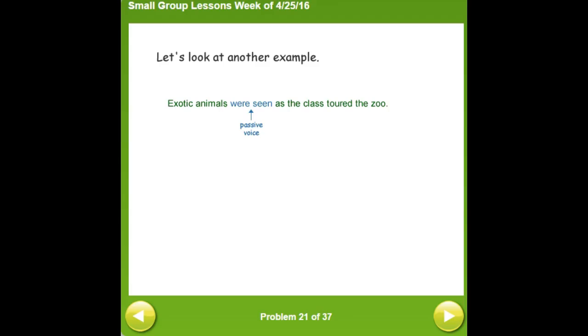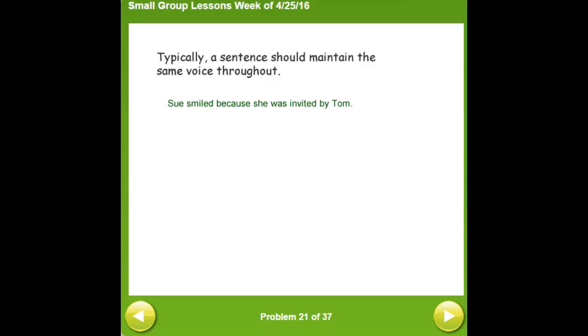Let's look at another example. Exotic animals were seen as the class toured the zoo. This sentence begins in the passive voice, with the object, the exotic animals, receiving the action seen. But the sentence ends in the active voice, with the class doing the action toured. Typically, a sentence should maintain the same voice throughout.